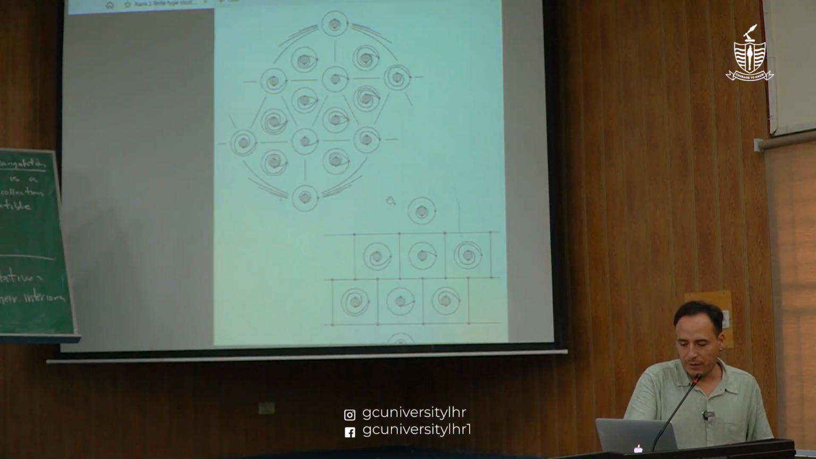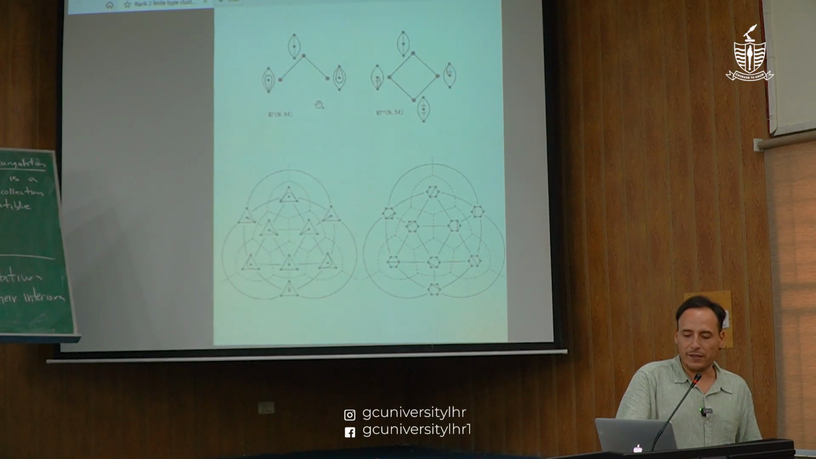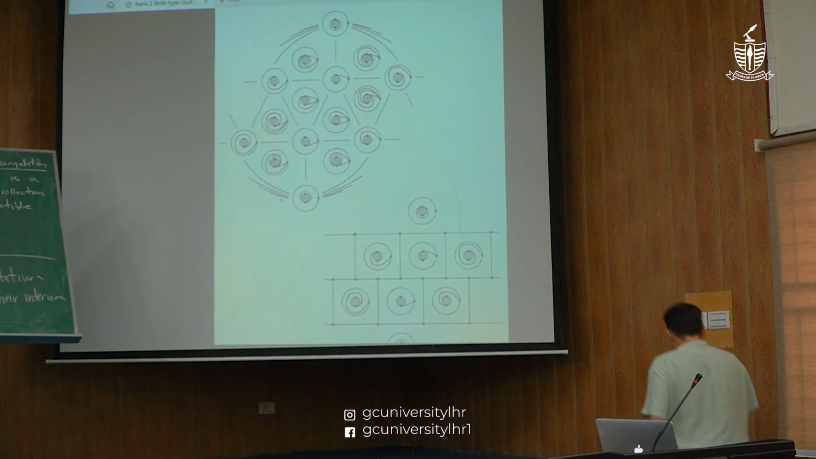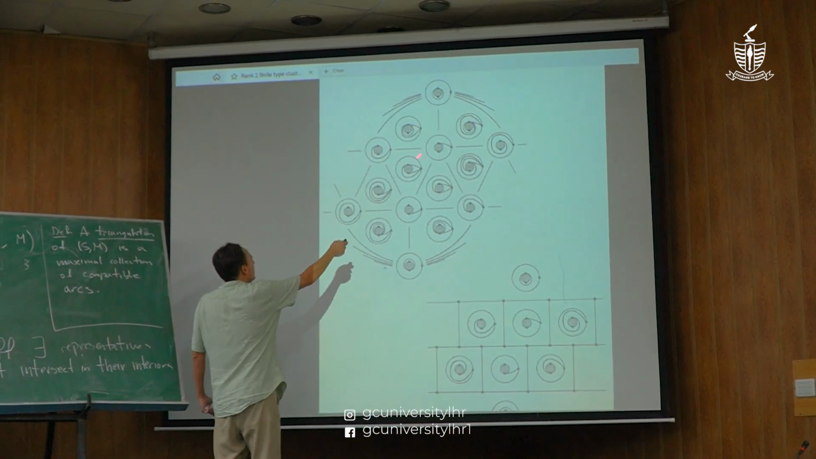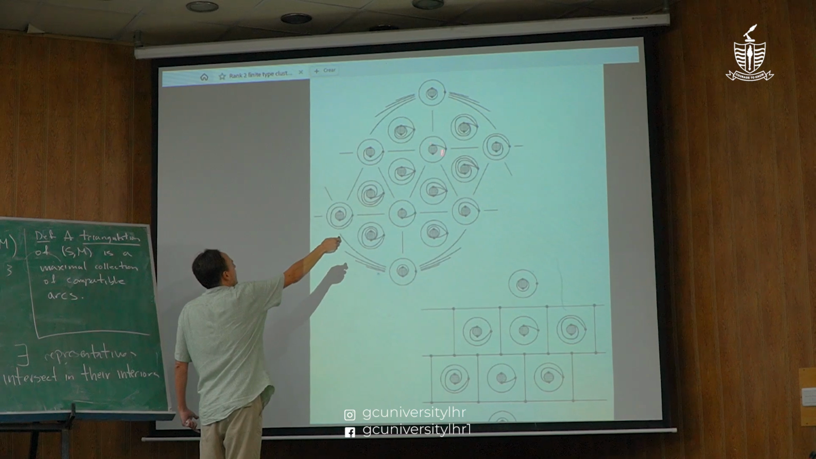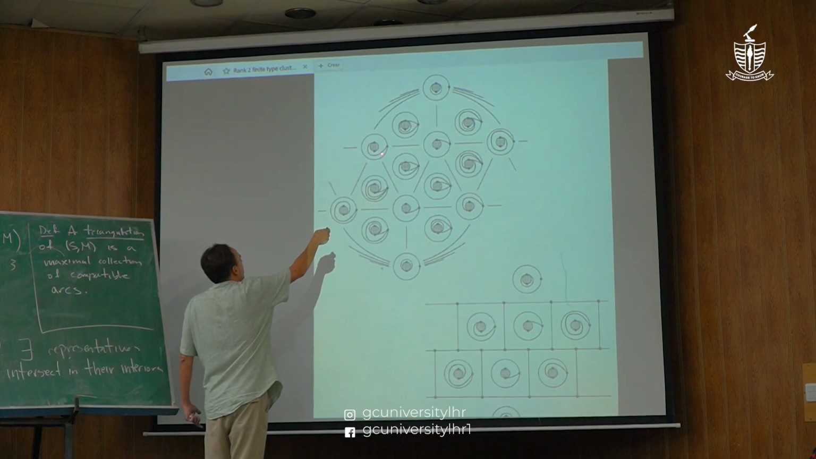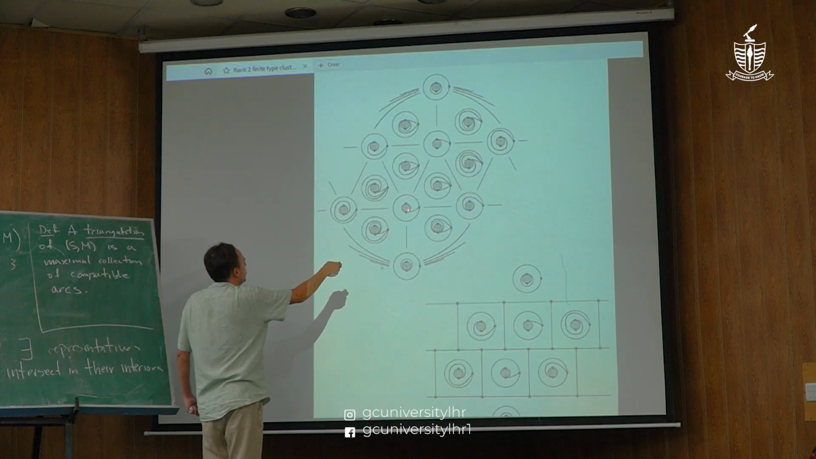And here I have the complex of arcs. This is a simplicial complex whose vertices are the arcs. So here, this arc corresponds to this vertex, this arc corresponds to this vertex, this arc corresponds to this vertex, and so on and so forth.